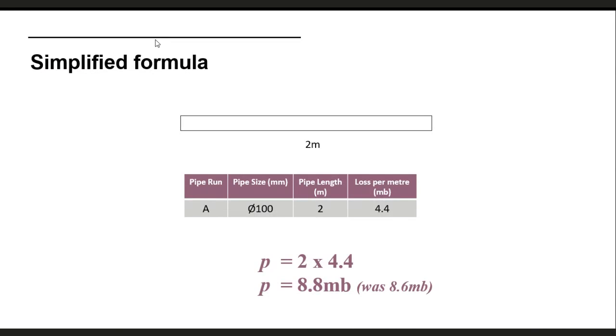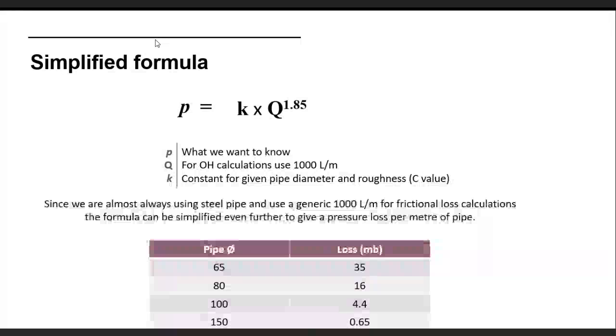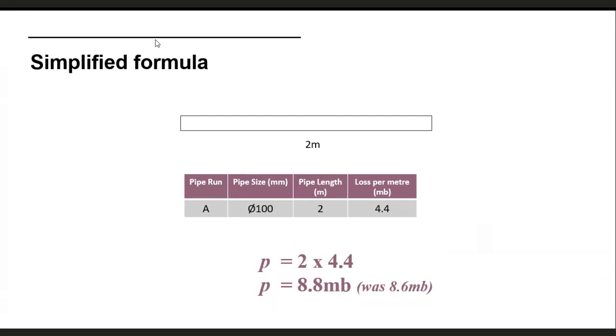So using our simplified method, then we just do K. Written it the wrong way around here, but we've got K, which for 100 millimeter pipe is 4.4. Okay, and then we've got to times that by the length. Just need to do the loss per meter, 4.4, times 2, which is our 2 meter length of pipe. We just do 2 times 4.4, and we end up with a frictional loss of 8.8. Now, if you remember back to when we did the full Hazen Williams equation, we got 8.6. Now, with our simplified method, we get 8.8.